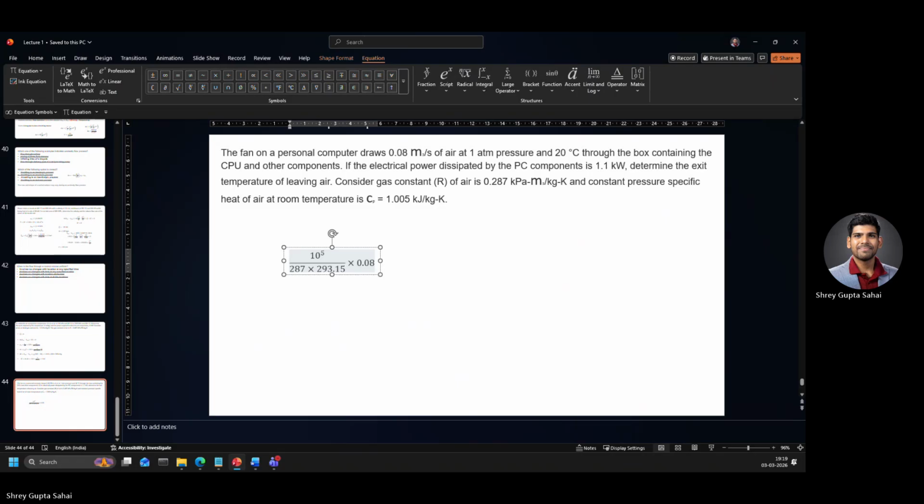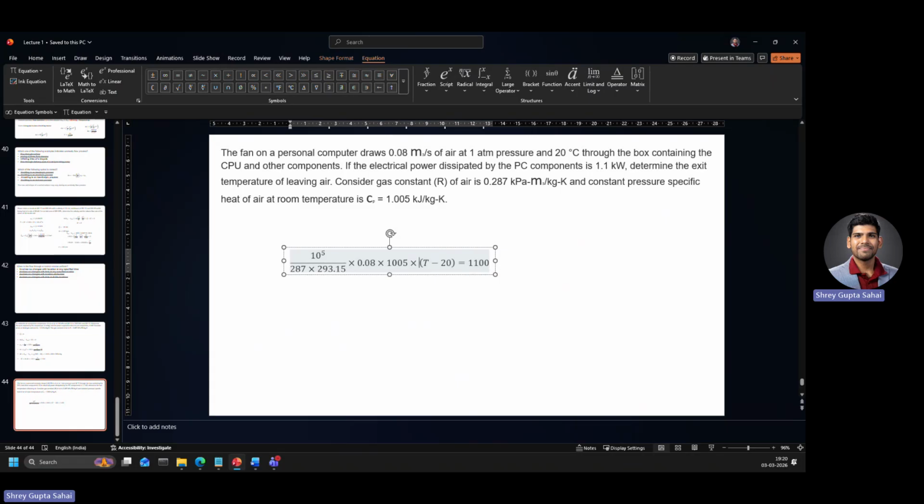Now the change in enthalpy will be Cp, 1005. I'll write in terms of joules, in terms of joules per whatever, not kilo, I am removing. Okay, 1005 into delta T. So there will be a delta T term, right? So T minus 20. This should be equal to 1100, right?